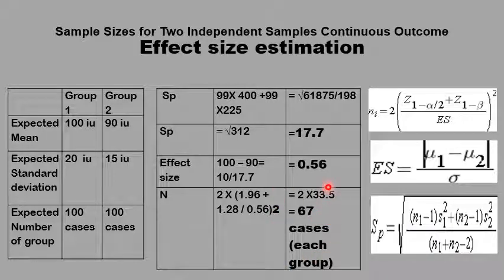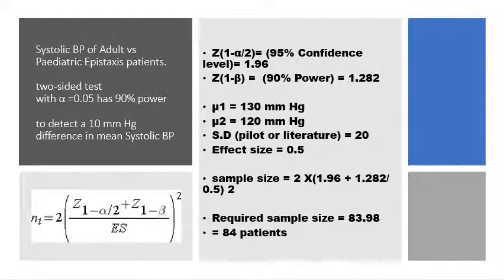This is the other way of estimating the effect size from an estimated pooled standard deviation if you don't want to use figures from pilot studies or from the literature. So for example, if we are setting up a controlled study for continuous data, trying to see if the systolic blood pressure of patients with epistaxis would differ between adult group and pediatric group, that's group 1 and group 2.